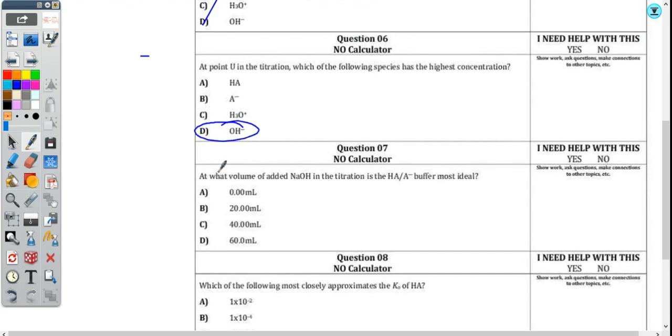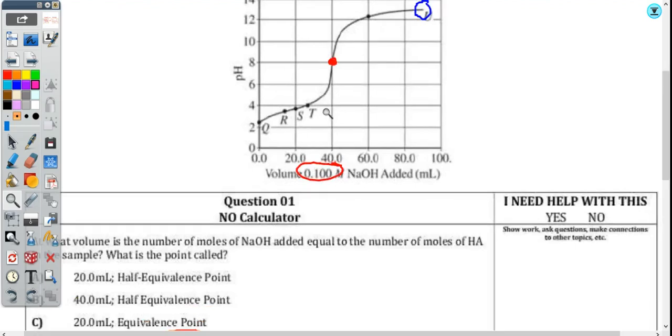And then it says, at what volume of added NaOH in the titration is the HA/A- buffer most ideal? That's the half equivalence point. And again, you can't identify that unless you've completed the titration, or like in this question, you're given a titration curve that's already been done for you, right? You're looking for where the equivalence point is, where that big jump in pH is, or big drop if you're doing the opposite, right? And then go to half that volume. That's the half equivalence point. That's where the concentrations of those two things are equal.